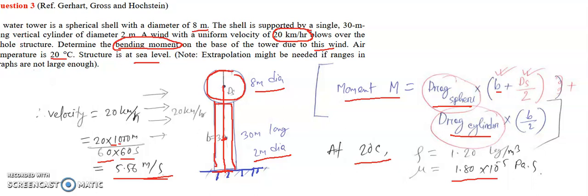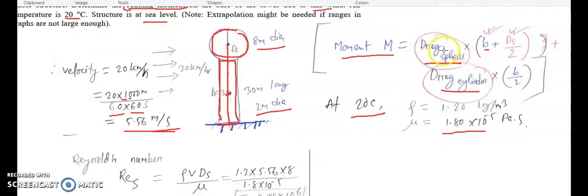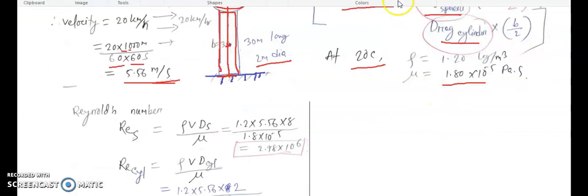Now we will start with the solution. According to the formula of the moment, we need the drag for the sphere and the cylinder. You already know the formula for the drag, and you're familiar with it. It is half the density, times the velocity squared, times the frontal area, times the drag coefficient.